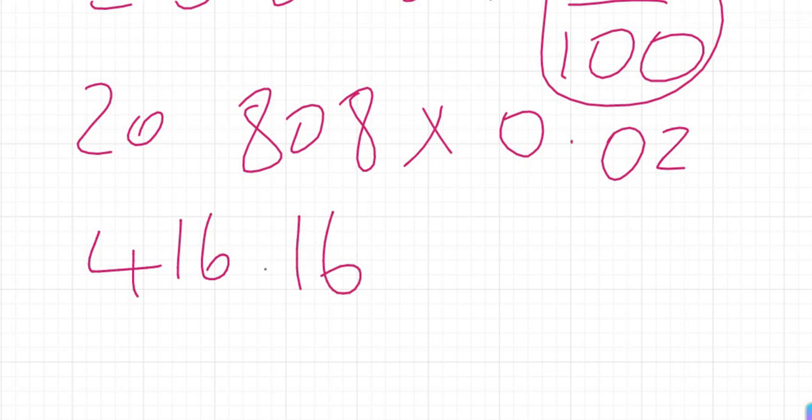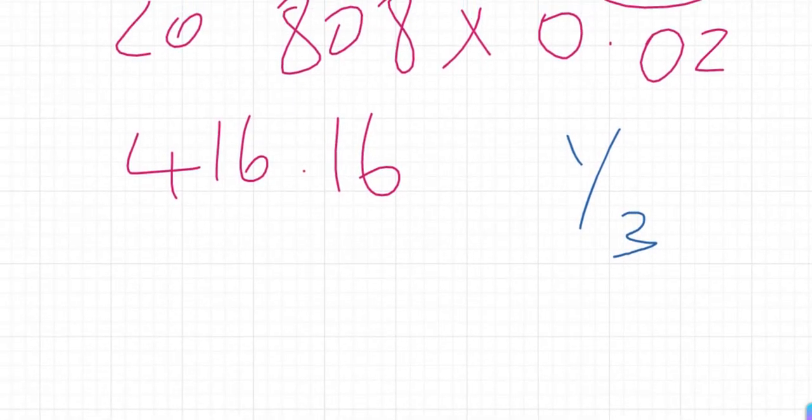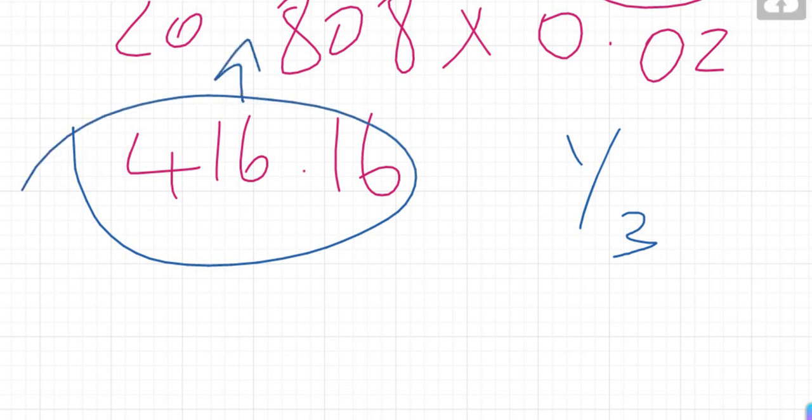416.16. Let me check this here. Right, so this is the third year interest. So this will be your interest for the third year. And so we're almost finished. What we have to do now is simply add the final interest to the final principal.